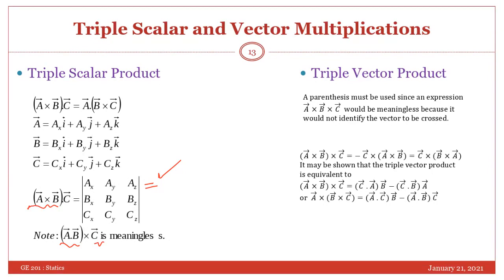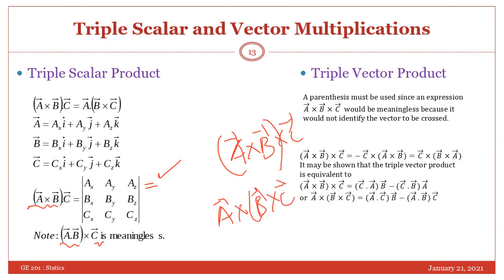Now triple vector product. If it is written like vector A cross vector B cross vector C, this is also meaningless because you don't know which to which cross. Either you have to write (A cross B) cross C, or you have to write A cross (B cross C). In the first case, first you multiply A and B, and whatever is the answer, you cross with vector C. In the second case, first you multiply vector B and vector C, and whatever is the answer, you cross with vector A.